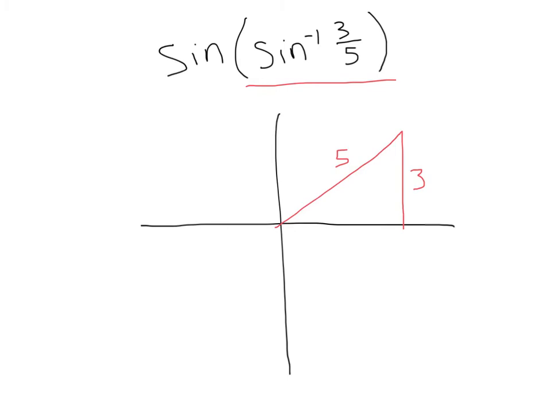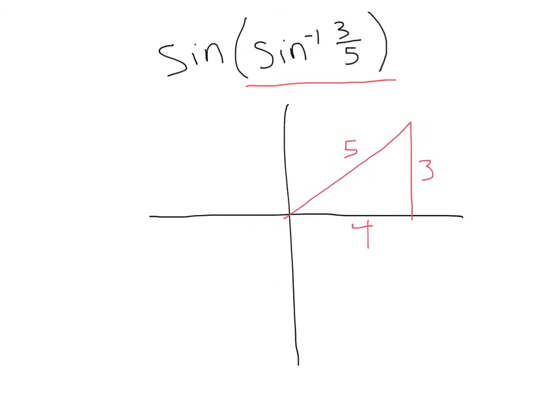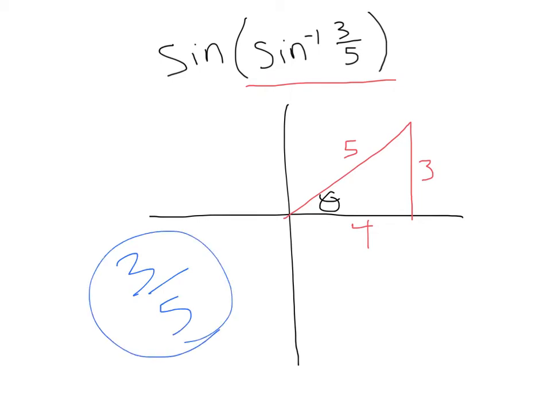I can use the Pythagorean theorem to find out that this side, my adjacent side, is going to be 4. Now that I have my triangle here, all I need to do is find the sine of this triangle based on whatever this theta is. We don't need to find this theta because we've already got our triangle drawn. So if I find the sine of this triangle, I'm going to get opposite over hypotenuse, or 3/5.